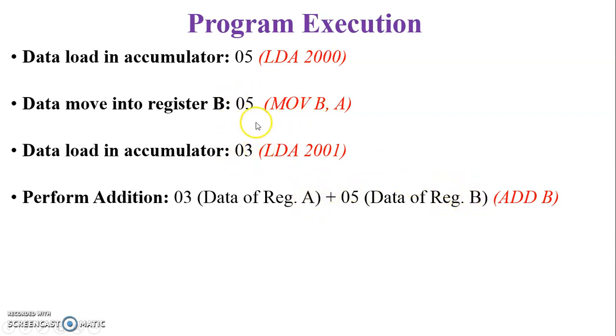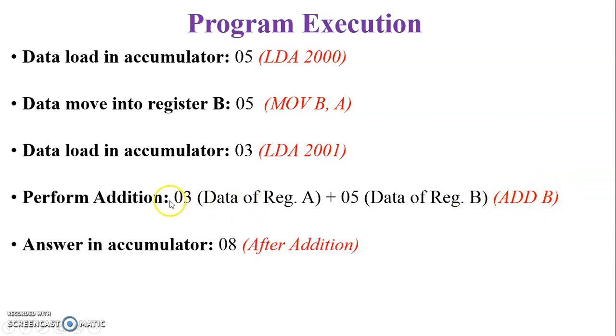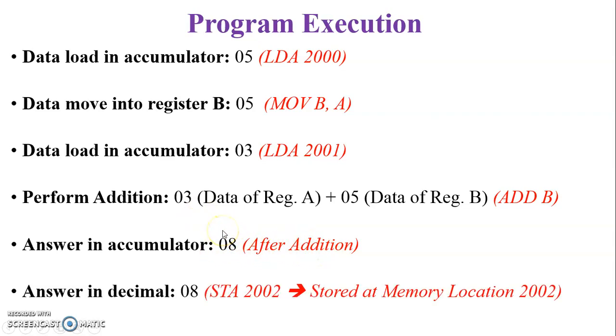So this is 03 plus 05, addition. With the ADD B instruction, the answer in the accumulator is 08 after addition. This is the answer. The answer in decimal, 08, is stored at memory location 2002. So it is STA 2002. You can check the program again.